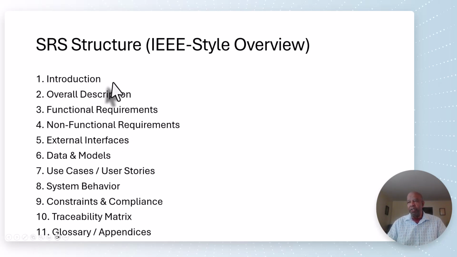But we have an introduction, overall description, what are my functional requirements, what are my non-functional requirements, do I have any external requirements where I'm dependent on interfaces that aren't within my domain that I'm going to be building. Data and models, use cases, user stories, system behavior, constraints, compliance. When I get all this information about a particular application that I'm building, I will have a very good picture, from a requirements point of view, of what the system should do. Okay? And that's our goal.